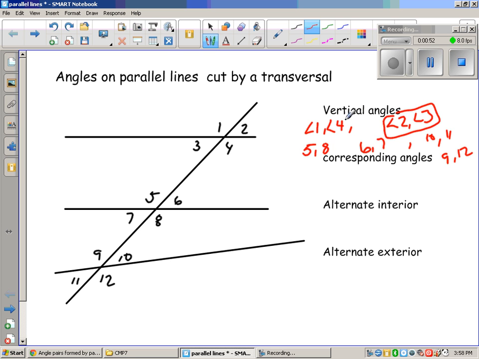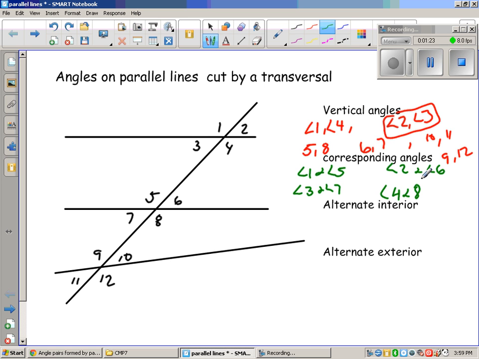If we look at corresponding angles, angle 1 and angle 5 are corresponding. Angle 2 is corresponding to angle 6. Angle 3 is corresponding to angle 7. And angle 4 is corresponding to angle 8.